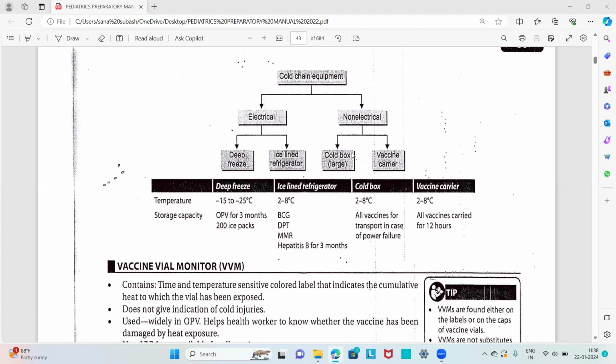About the cold chain equipment, we have electrical equipment and non-electrical equipment. The electrical equipment are the deep freezer and ice-lined refrigerator. Non-electrical are the large cold box and the vaccine carrier. So that is all about the cold chain.